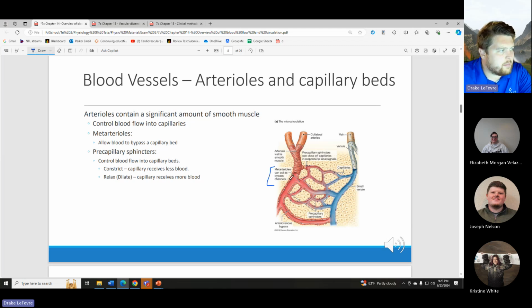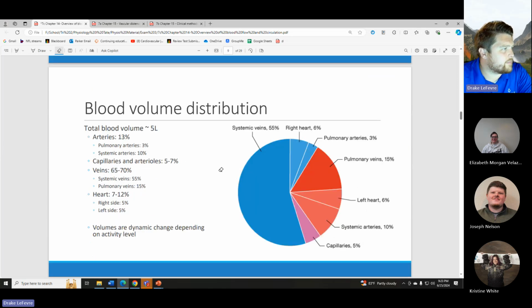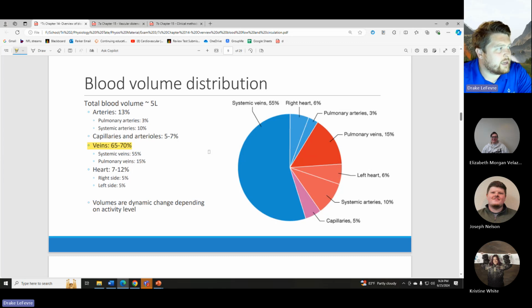But it has these meta-arterioles, which act as bypass channels. So when all of these capillaries are closed, blood can still get across when it needs to, so it doesn't just back up in the tissue. A lot of words just to say that one little thing. Blood volume distribution. We already kind of talked about this. Big one to remember: how much the veins hold. That's the big one we need to remember.